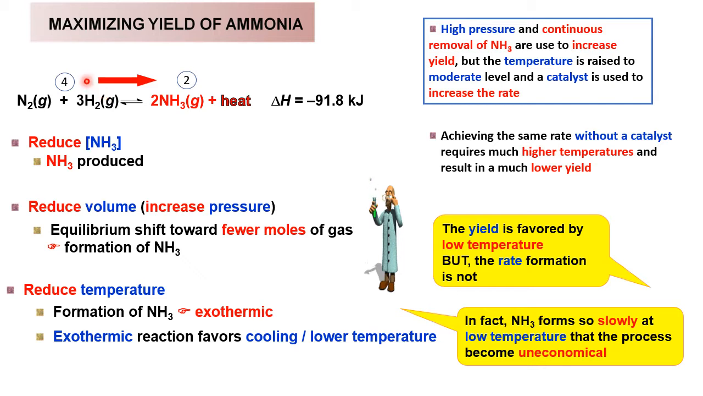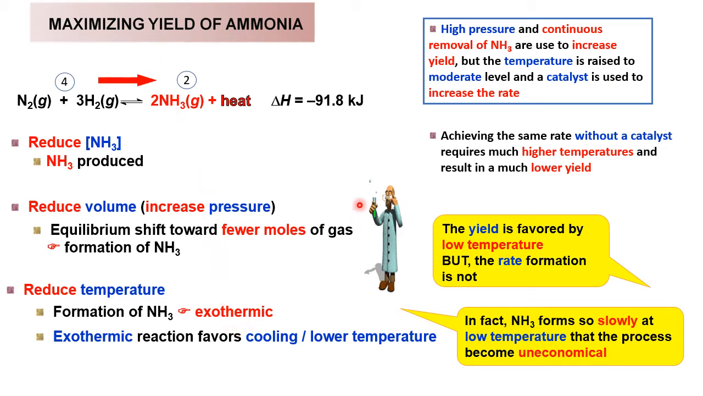Okay, since the equilibrium position needs to shift to the right side, meaning from more number of mole to fewer number of mole, the system needs to reduce volume and increase pressure. Then equilibrium shifts towards fewer mole of gas, then forms more ammonia. The third point is about temperature. In this case, the forward reaction can produce more ammonia. And this forward reaction is exothermic. Exothermic favors low temperature.